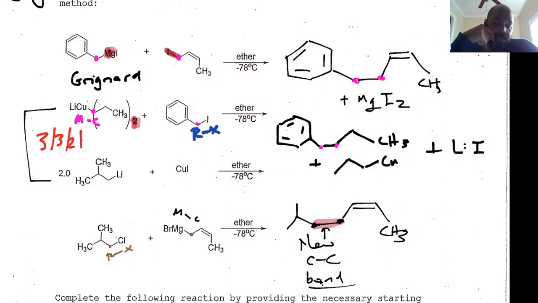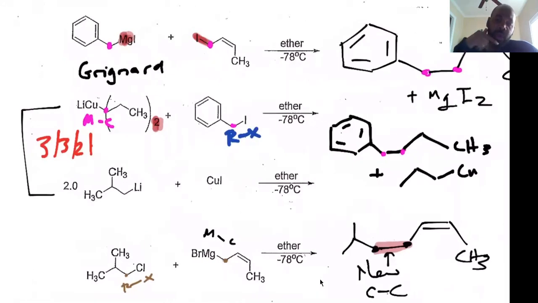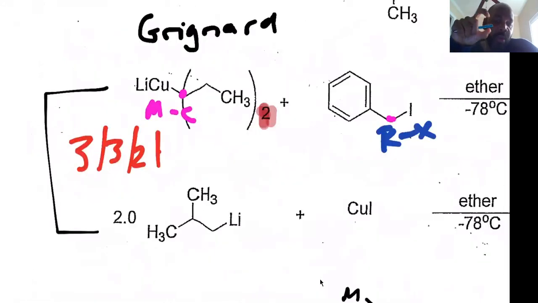How did you get the second one with the copper? Okay, remember over here, you got two of those groups attached. But remember, only one of them is going to transfer, and the other one stays with copper.